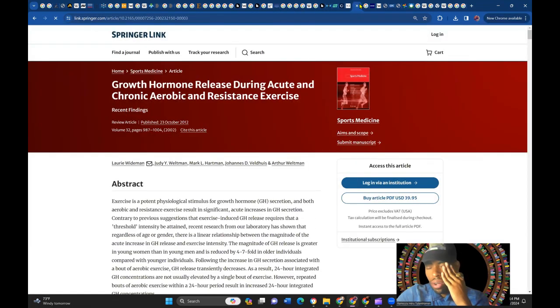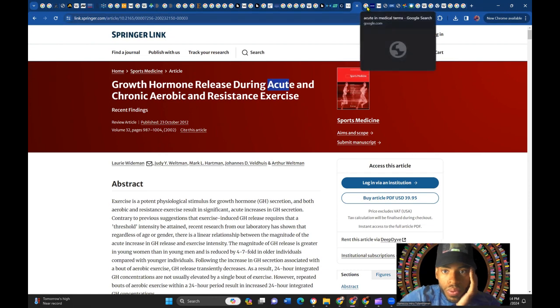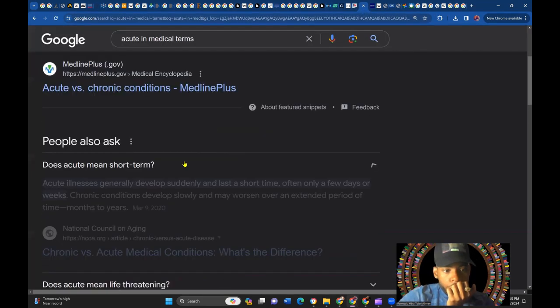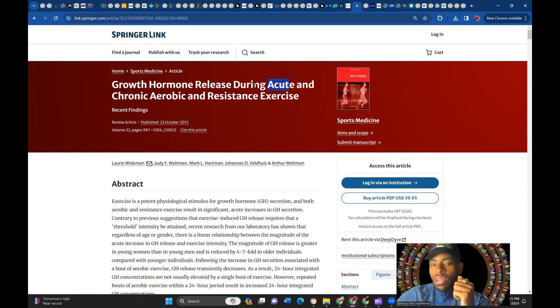You also have the metabolism, the way that you're converting the energy. You are always growing, right? You literally have the human growth hormone. And look here, when you have short-term acute, and real quick, acute in medical terms is severe and sudden. Does acute mean short term? Lasts a short time. Basically, you're having short bursts of sprints, and then the chronic, the long-term aerobic.